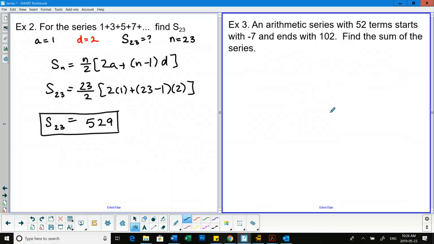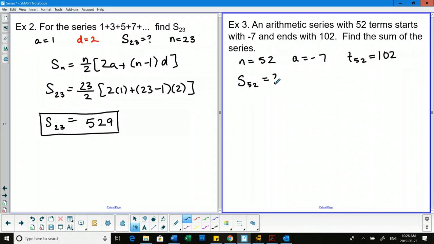Okay, so another version of this type of question that you could get with arithmetic series is that you have 52 terms, so I know the number of terms is 52. It starts with -7, that's telling me my A value, and ends with 102. So that means the 52nd term actually has a value of 102. Find the sum of the series. So in this case, I'm looking for the sum of the 52 terms.